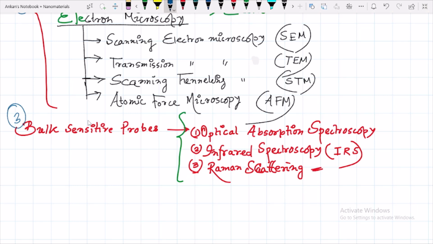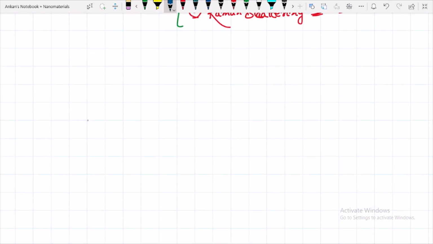So let us first discuss the X-ray based technique, of which XRD is very important in this context. So without wasting any time, I am going to discuss XRD. Let me choose blue color. X-ray diffraction technique.